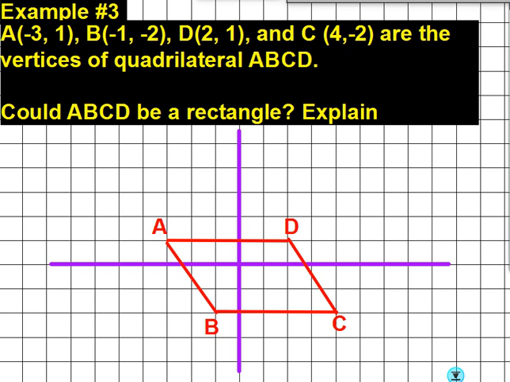Example number 3. Example number 3 includes the graph of 4 points which come together to create quadrilateral ABCD. Could you consider ABCD to be a rectangle? You need to explain how you would prove whether or not ABCD is or is not a rectangle.